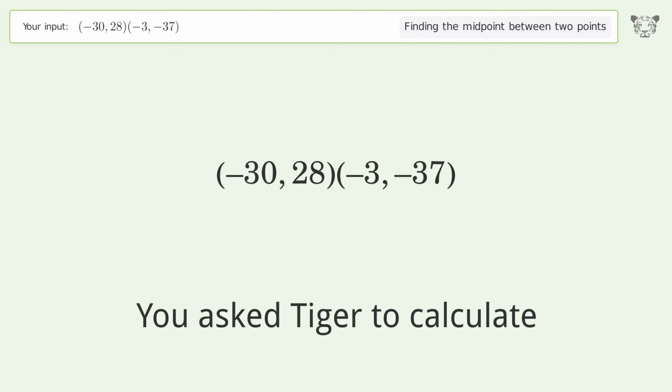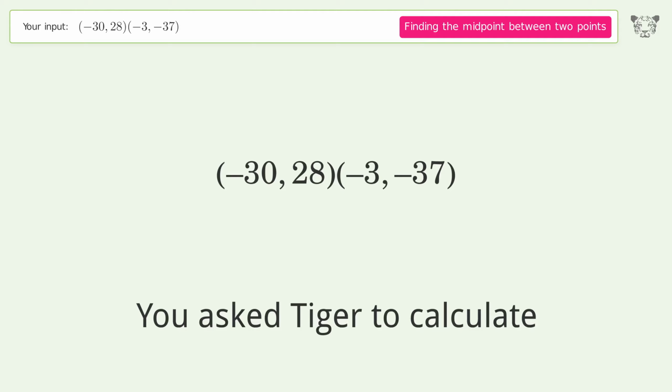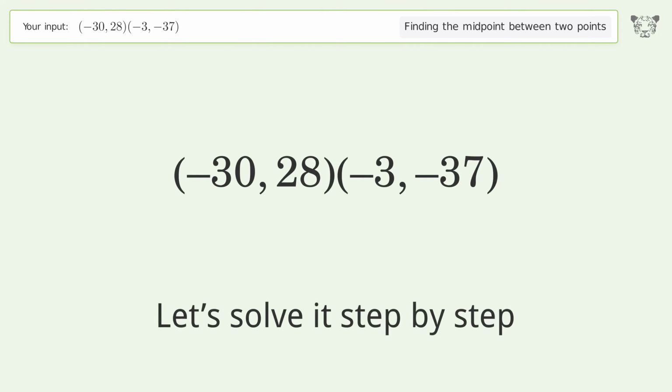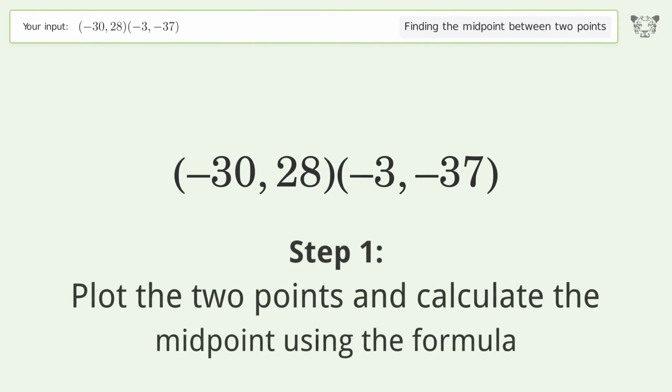You ask Tiger to calculate. This deals with finding the midpoint between 2 points. The midpoint between the 2 points is -16.5, -4.5. Let's solve it step by step. Plot the 2 points and calculate the midpoint using the formula.